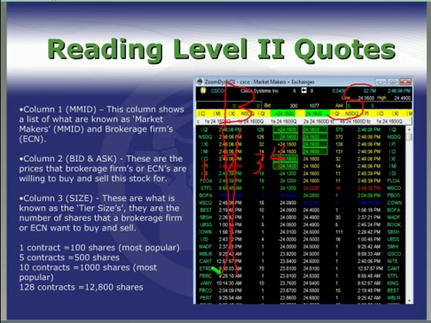So actually, columns 1, 3, and 4 are very, very important to have on your system because now you get to see who is buying, how many shares they want to buy, and at what price they want to buy at. Now, let's have a little pop quiz here, okay? Can everybody tell me, how do stocks go up and down in the stock market? Anybody tell me?